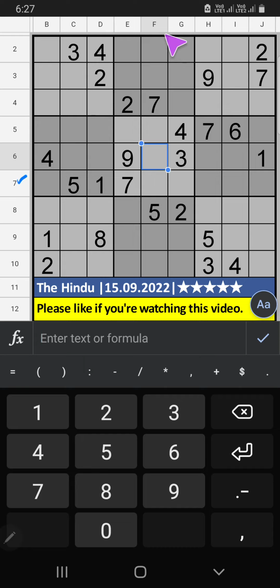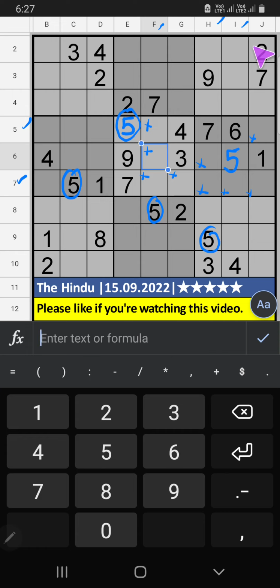7th row, column F, we have 5. So 5 can't come in these cells. Then 5 is confirmed here. 5th row and 7th row, we have 5. Column H also we have 5. So 5 can't come in these cells. Then 5 is confirmed here.